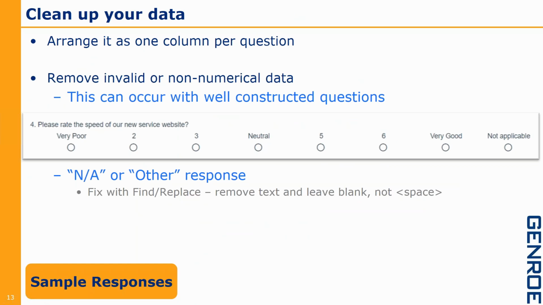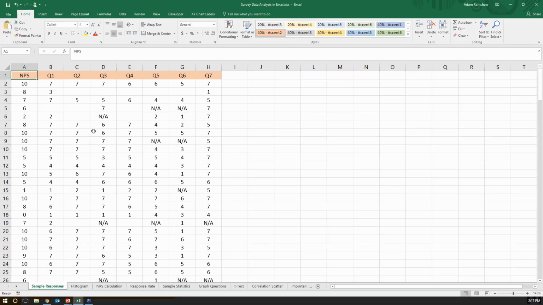The first thing you want to do is clean up your data and remove invalid or non-numerical data. It's quite possible to get non-numerical data for very valid and well-constructed survey questions. Here's a really good example: please rate the speed of our new service website from very poor to very good, with a not applicable. The not applicable is for people that haven't used a service website, so they don't feel that they can actually respond on that particular question. So it's very possible to get NA values in your survey data.